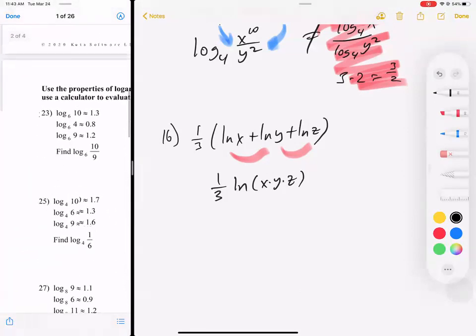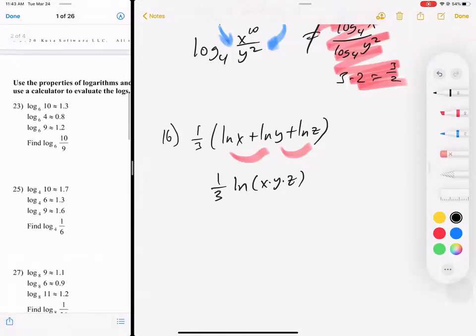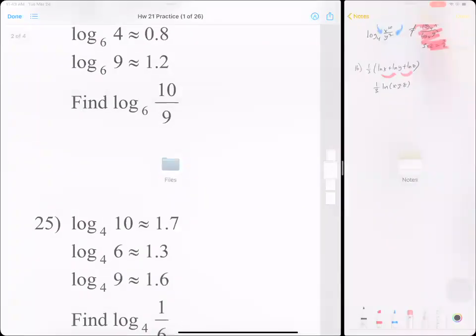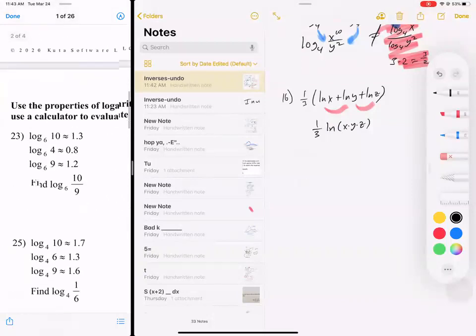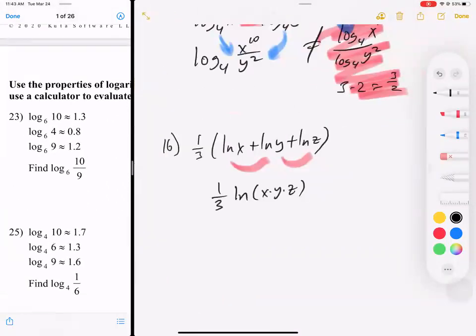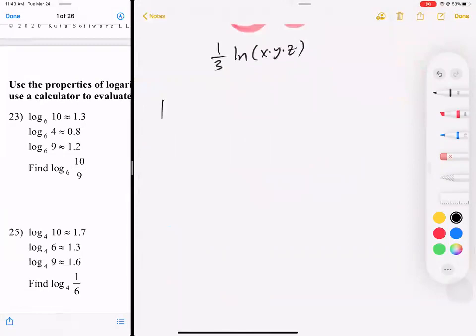Okay, now this last part here is the tricky one. This is the properties of logs and values below. Use the properties of logs and the values below to find the logarithm I indicated. Do not use a calculator to evaluate the logs. Now, this is a skill. They're going to give you, it says find log base 6 of 10 over 9.